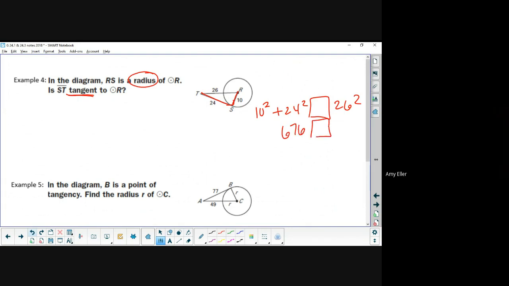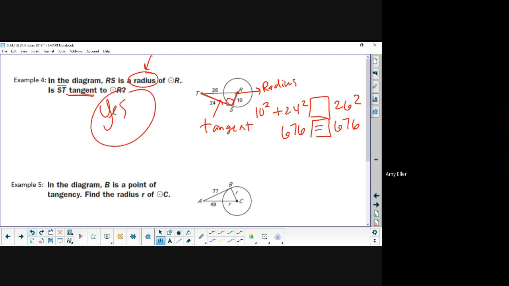Remember, pause the video at any time if you're still calculating. They are equal, so this is for sure a right triangle. They are perpendicular, so yes, this is definitely a radius, which the direction said, and this is definitely a tangent. So yes, and here's my work. I showed that it is a right triangle.